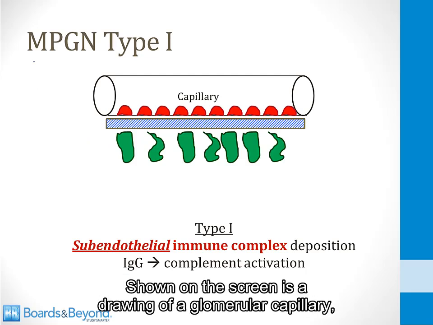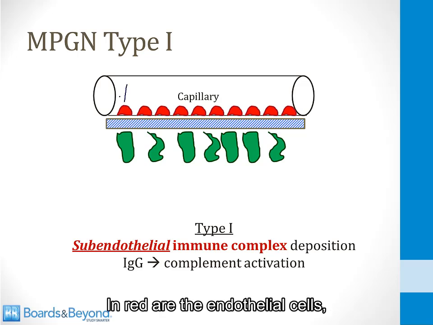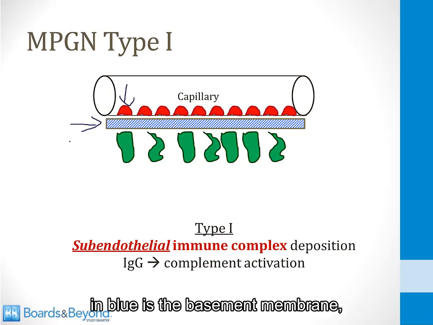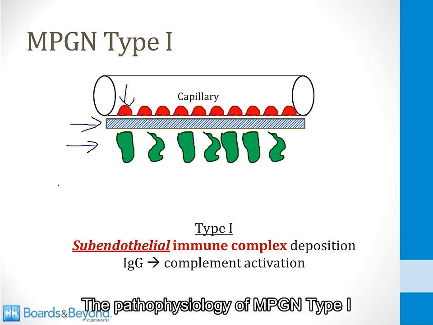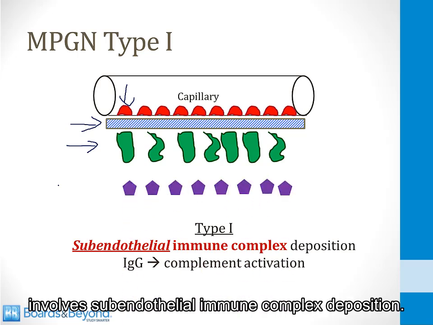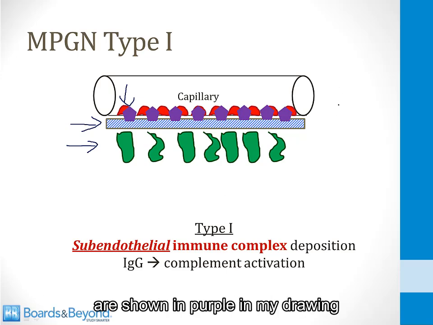Shown on the screen is a drawing of a glomerular capillary, including the three elements of the capillary wall. In red are the endothelial cells, in blue is the basement membrane, and in green are the podocytes. The pathophysiology of MPGN type 1 involves subendothelial immune complex deposition.